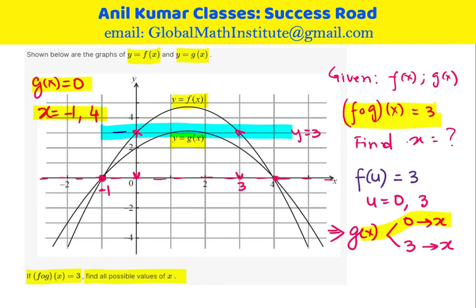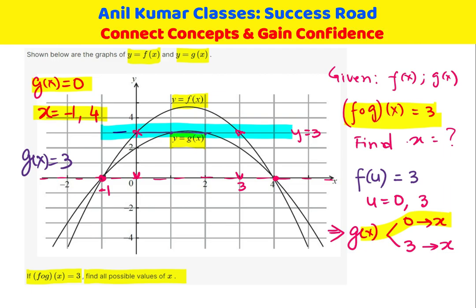Now let's look into the second condition, which is g of x equals 3. If I draw a line at y equals 3, it intersects at these 2 points, and that gives you possible values of x, which are 1 and 2, right? For those two values of x, g of x is 3, and that gives you f of g of x as the required value of 3. Therefore, we have our solution.